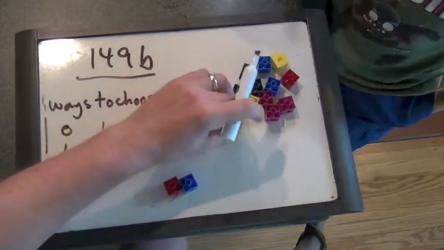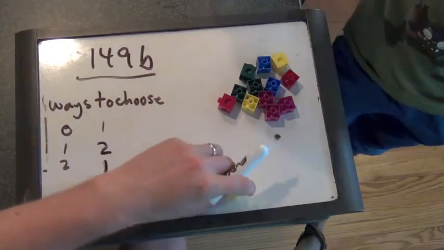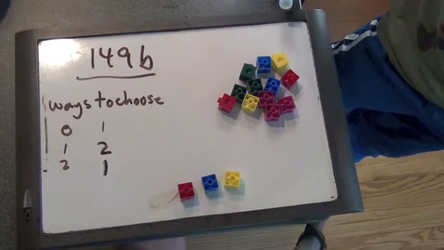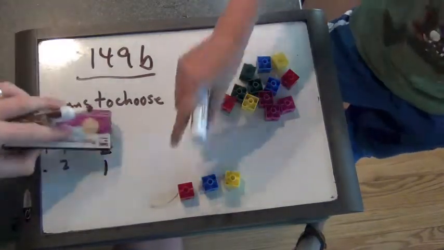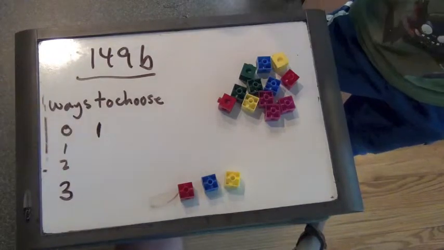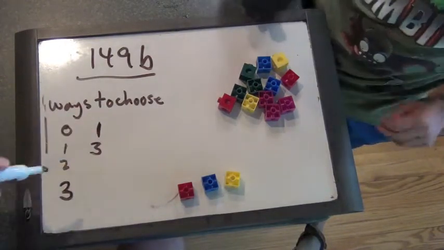Now let's see, with 3 different blocks. Now the important thing is that they're different. Okay, how many ways are there to pick 0 of them? Well, there's one way again. How many ways are there to pick 1? There's 3.